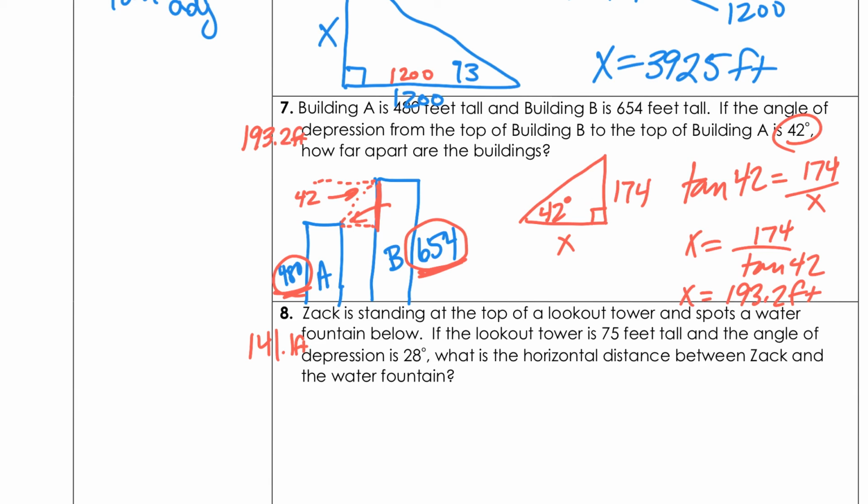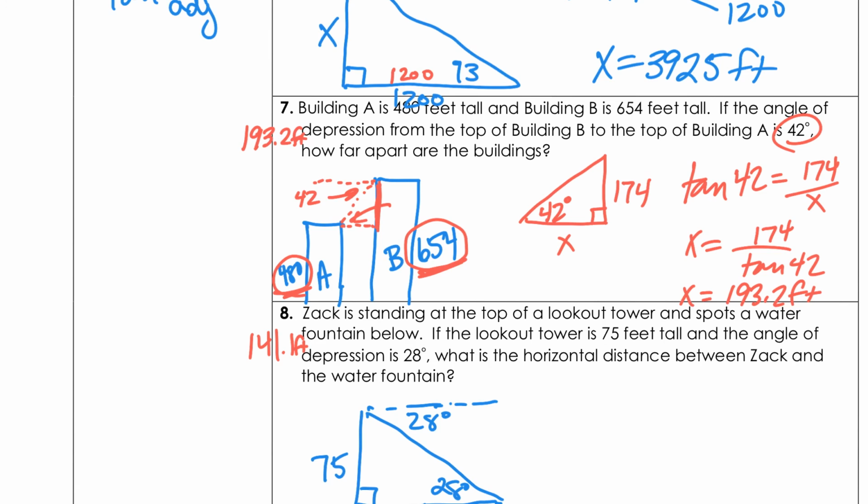Number 8, Zach is standing at the top of a lookout tower and spots a water fountain below. If the lookout tower is 75 feet tall, and the angle of depression is 28 degrees, angle of depression, 28 degrees. Angle of elevation, the same thing, 28 degrees. What is the horizontal distance between Zach and the water fountain?